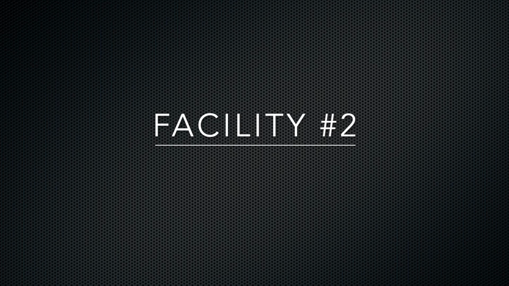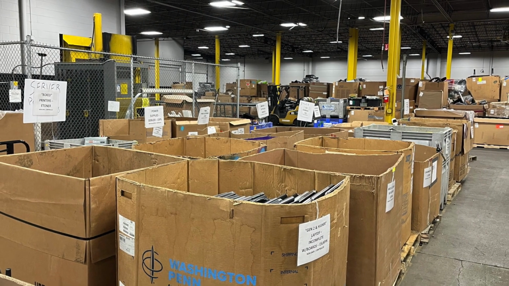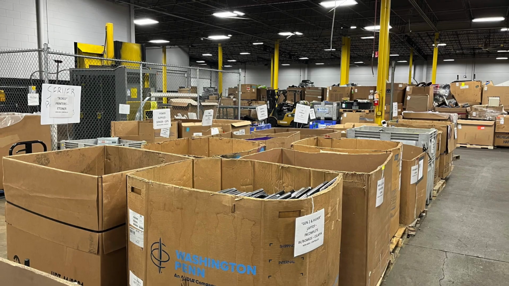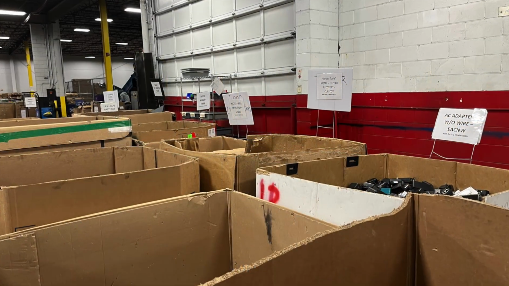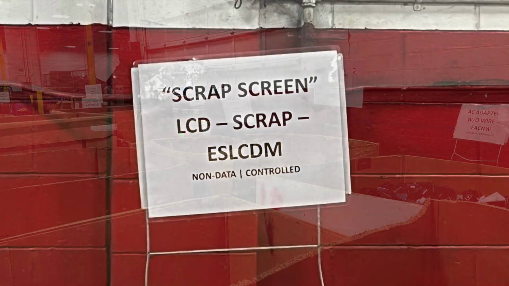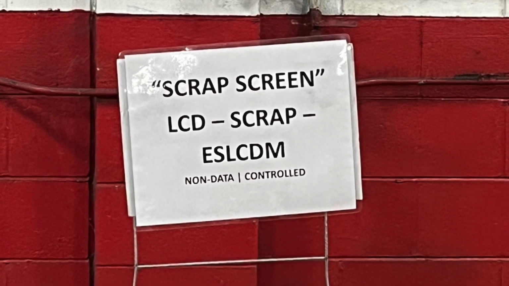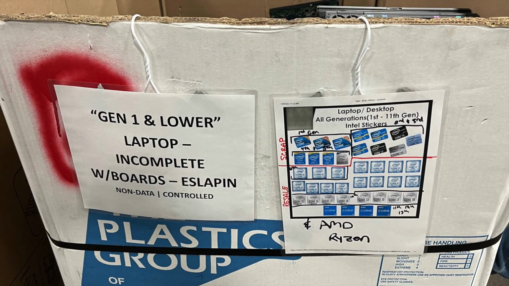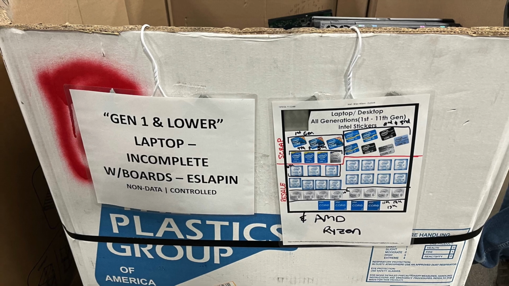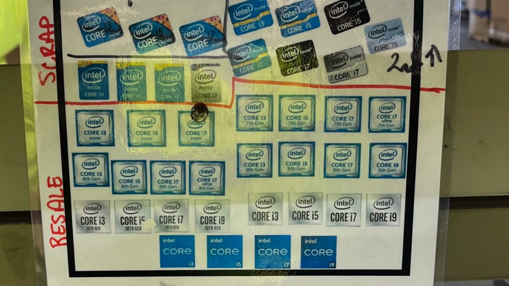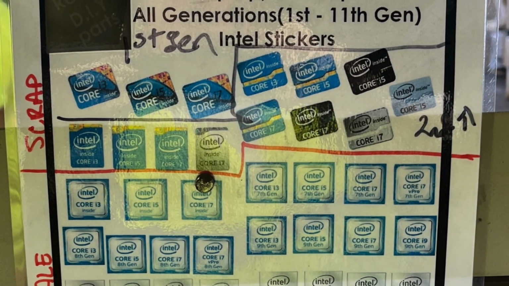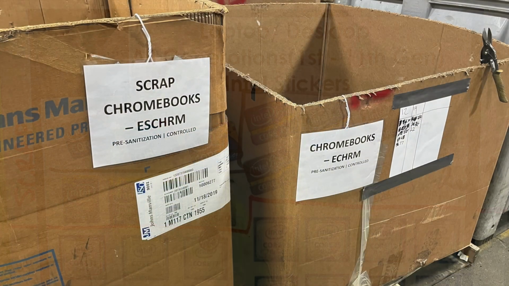At the next facility, the unloading, weighing, and initial entry into the ERP system is the same as the first example, but the sorting process is done differently. As devices are sorted into various Gaylords, each Gaylord is tagged with the name of the material and whether or not it contains data. Some Gaylords have signage to assist with the sorting process, showing the cut line where some devices are tested for resale and others are sent for materials recovery.